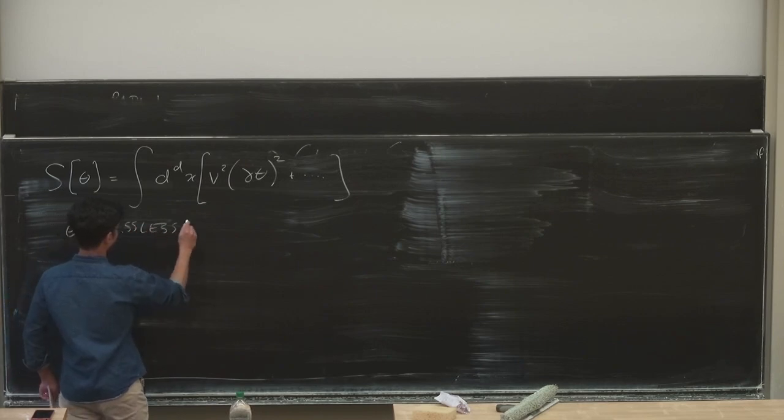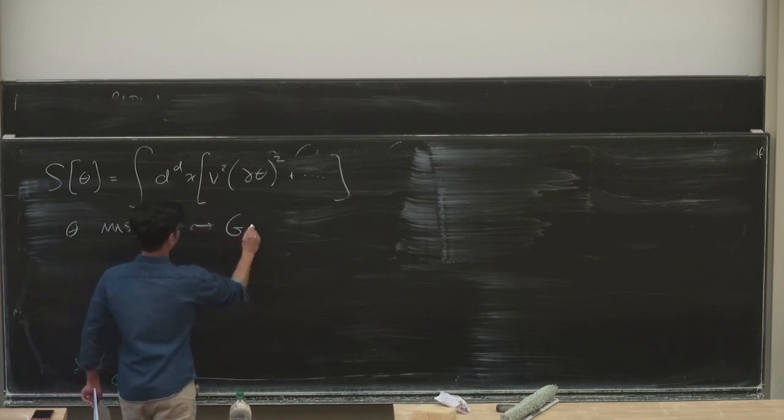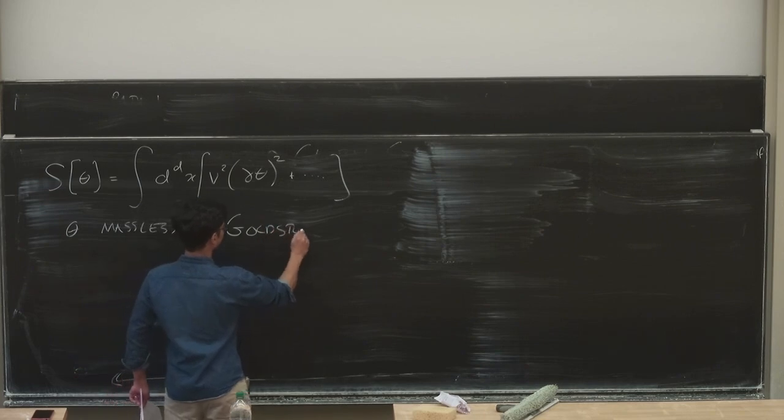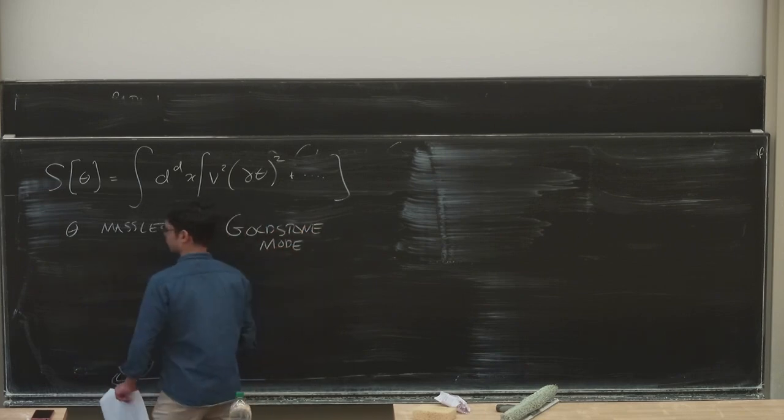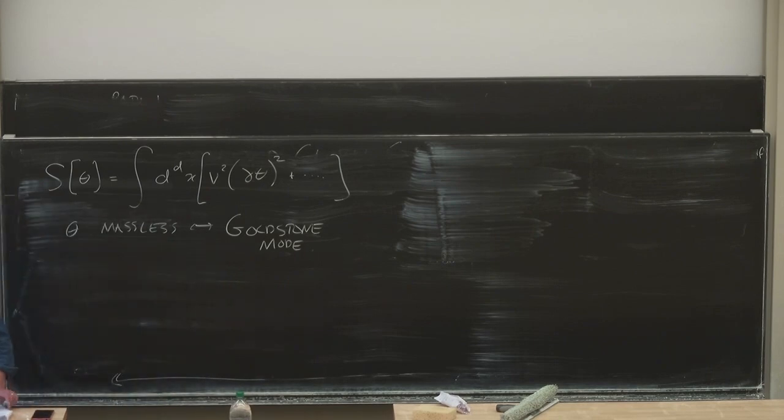There is no mass for this field. And there's a good reason why it's massless. It is massless because of Goldstone's theorem. Okay? Goldstone's theorem tells us that whenever we have a spontaneously broken continuous symmetry, there will be a massless mode in the spectrum. Okay? Philosophically, that massless mode just corresponds to moving around the bottom of this potential.